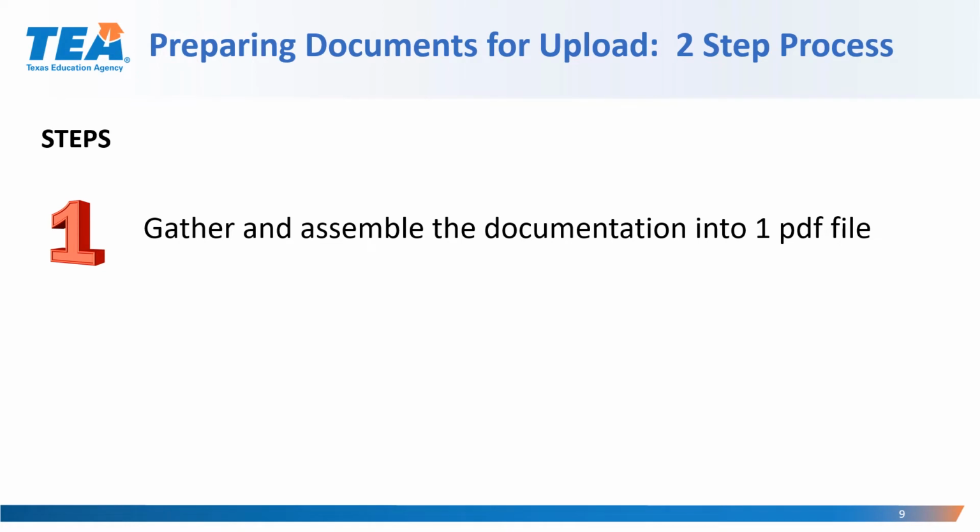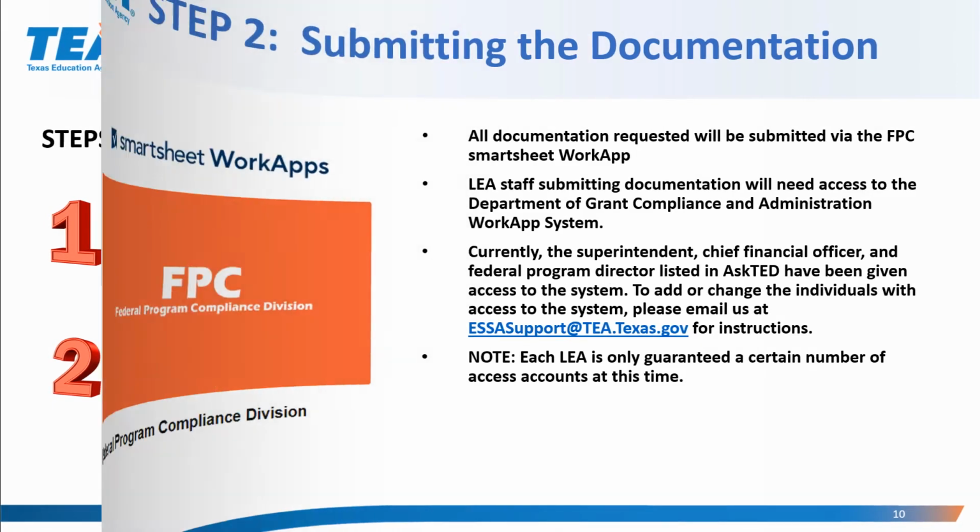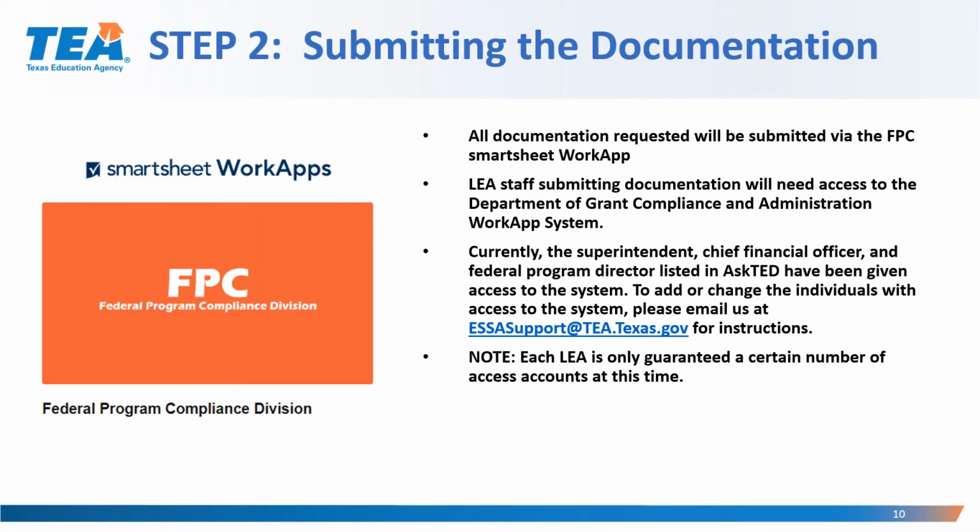Now that we have completed Step 1 of preparing documents for upload, which was gathering and assembling the documentation into one PDF file, we will now take a look at how to log into the FPC WorkApp system to complete the details form and upload the documentation PDF formatted file. We will now take a look at the instructions for submitting the documentation that is being requested.